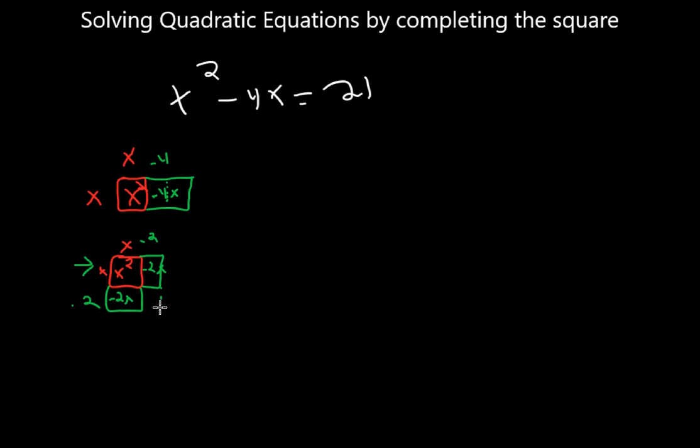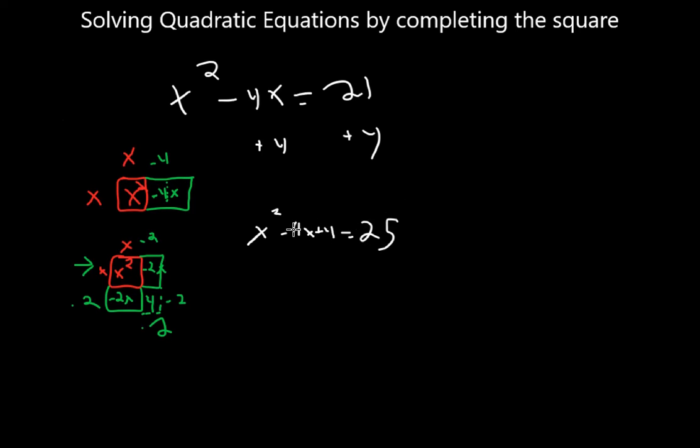So if we completed the square, we would find this missing value is negative 2 times negative 2, because those would be the side lengths of this missing square, so the area would be 4. So that means I know that I need to add 4 to both sides. So I'm going to add 4 to both sides. That gives me x squared minus 4x plus 4 is equal to 21 plus 4 is 25.